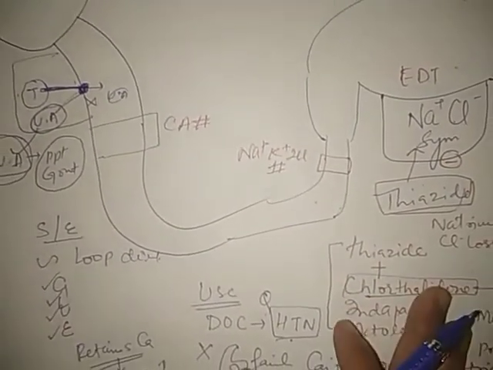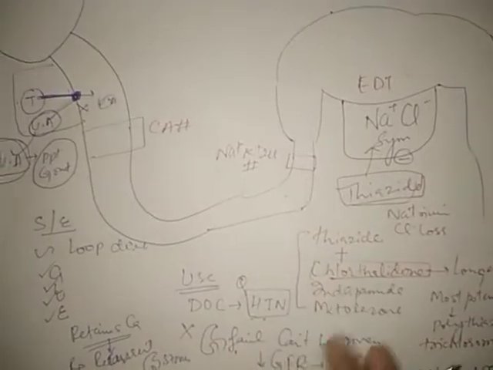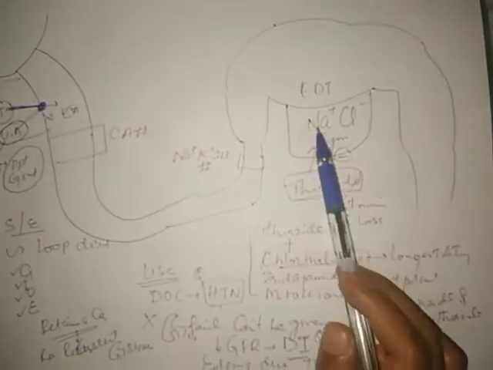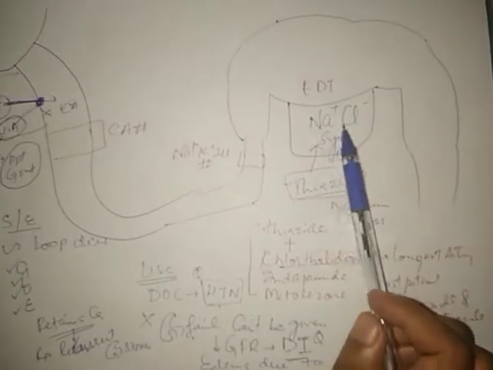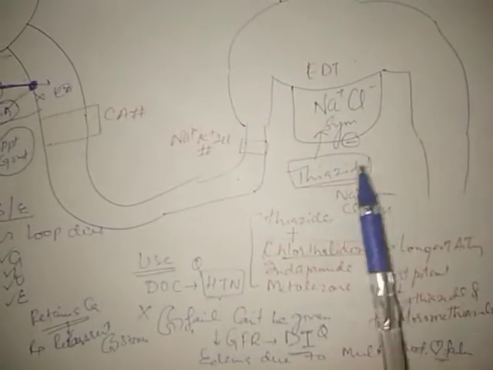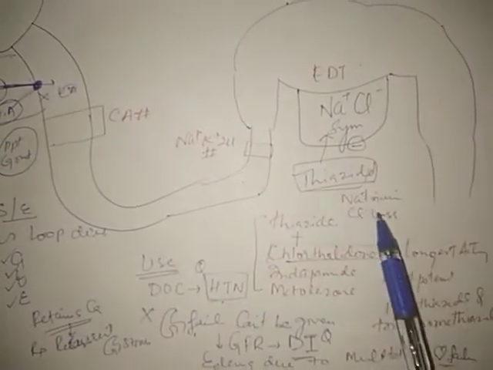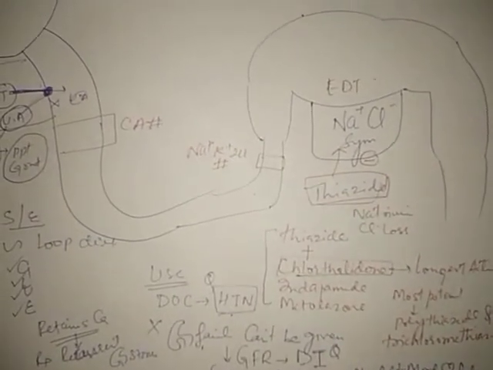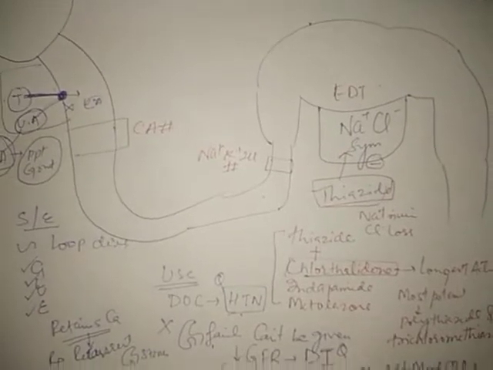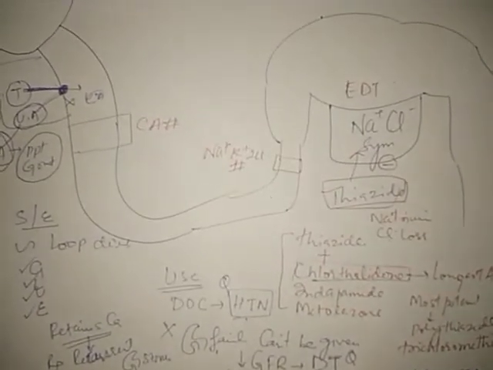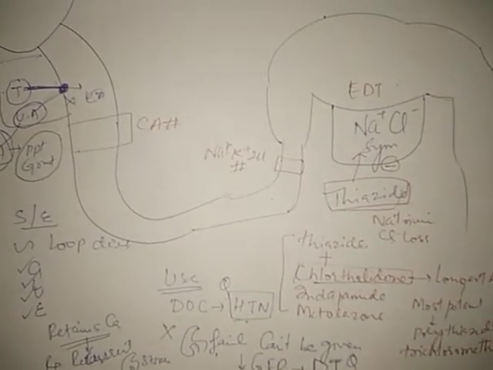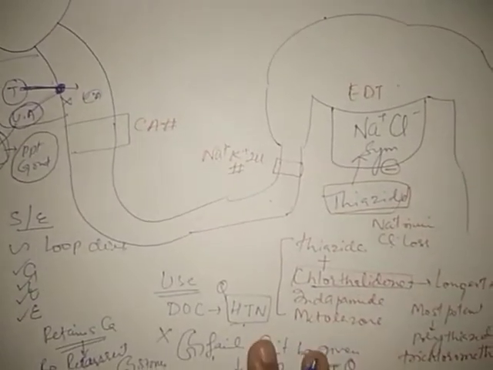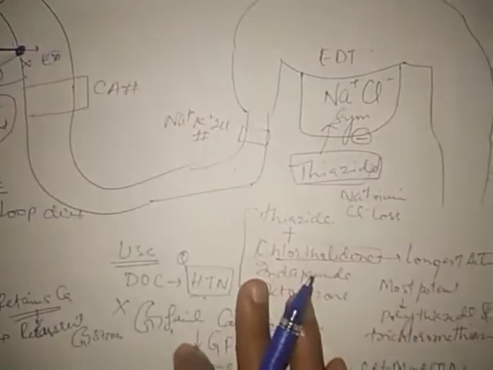These are the various uses and side effects of thiazide diuretics. Again, I repeat, thiazide diuretics act on the early distal tubule, and they block the sodium chloride symporter. Because of this there is natriuresis, kaliuresis, and also loss of potassium, so there will be hypokalemia. Further, most of the electrolyte levels decrease except calcium, which increases, so it is used for the treatment of recurrent kidney stones.